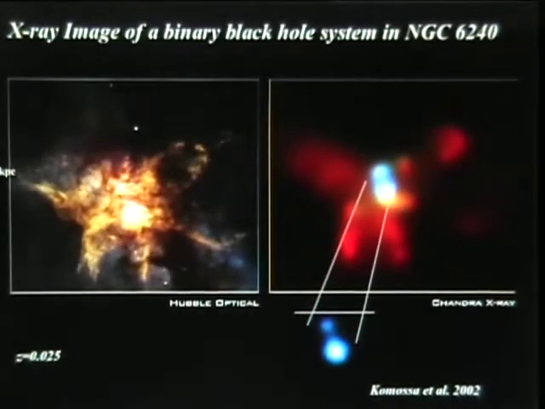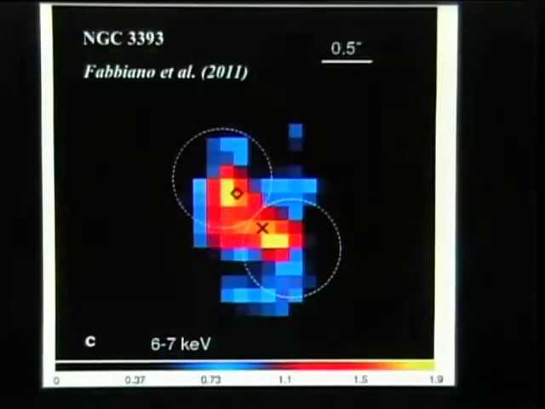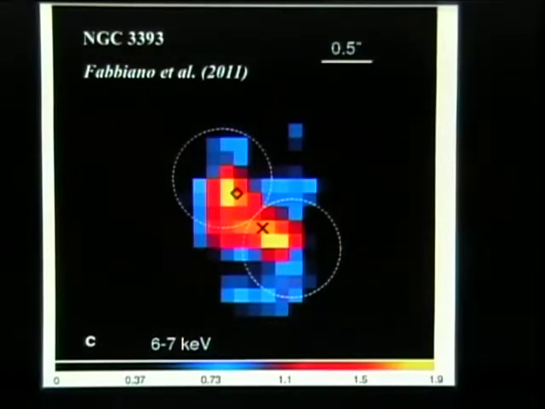And with X-rays, we see evidence that even in galaxies that are enshrouded in dust, sometimes you find double X-ray sources that may represent two supermassive black holes formed or accreting during the merger process. And here is another example. This image was taken in X-rays between 6 and 7 keV. And it clearly shows evidence for two centers of X-ray emission.